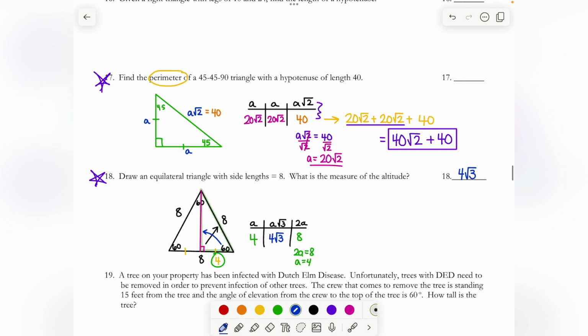So these are the problems where you have to draw your own triangle. You have to remember in order to do these that the equilateral triangle's angles are 60 degrees. Otherwise, they're pretty straightforward problems.